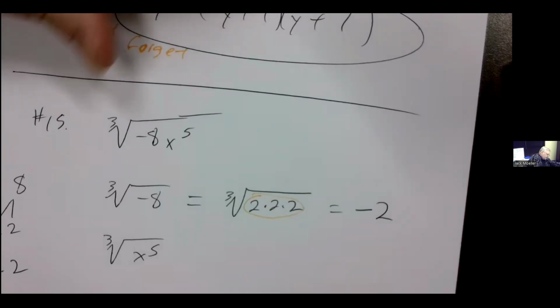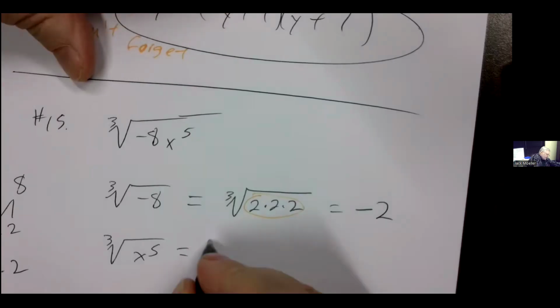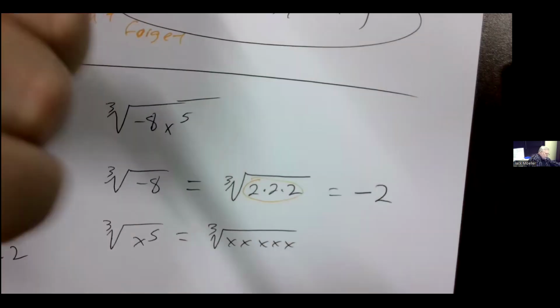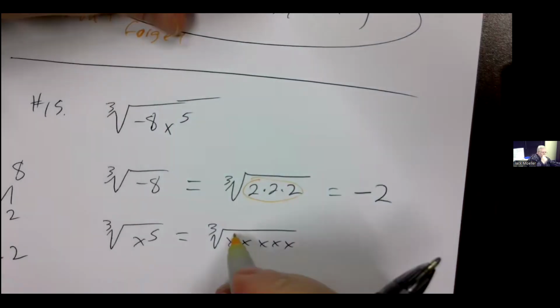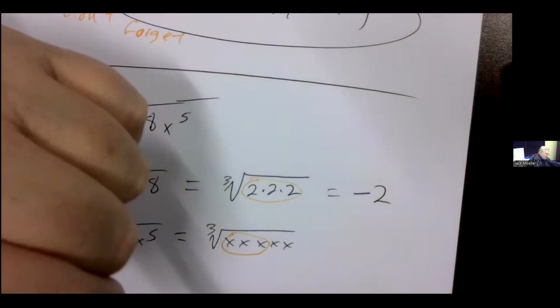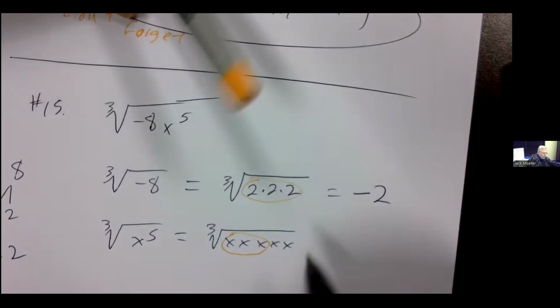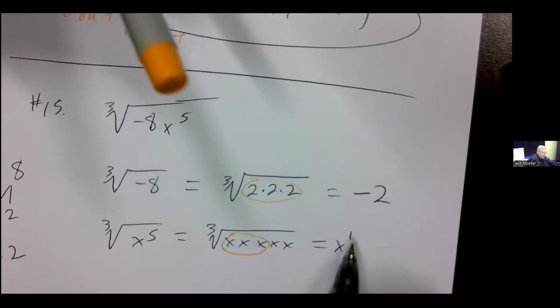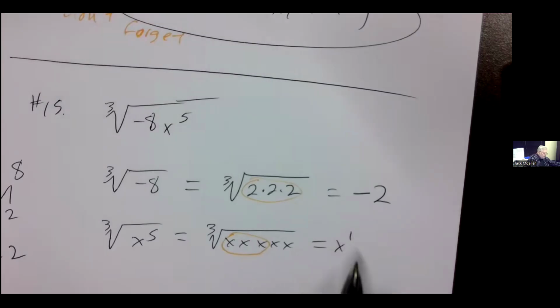For the variables, it's nice because you don't have to do the factor tree, just write it out. Now we're doing cube root again, so we're looking for triplets. There is one group of 3. That one group says I pull x to the first out. If there were 2 full groups, I'd have x squared. If there were 3 full groups, I'd have x cubed. But there's only one group of 3, so there's x to the first.